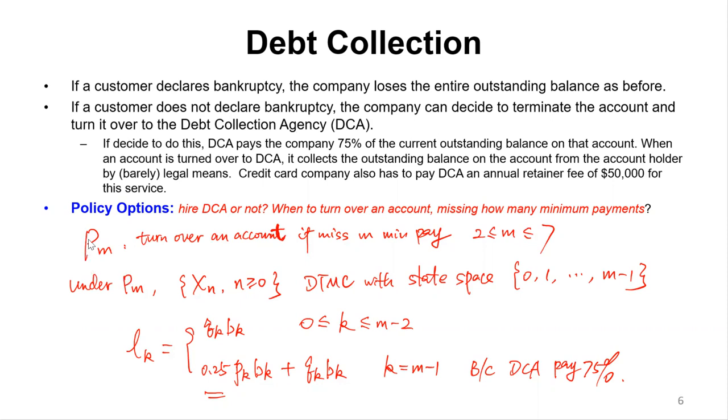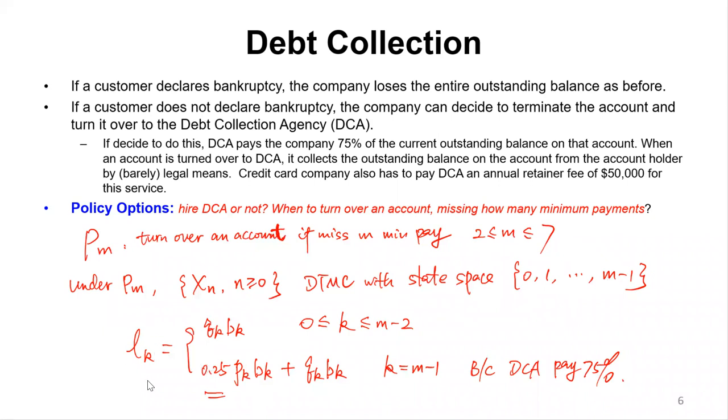Now, let's suppose policy M is to turn over an account if the customer misses M minimum payments. This M can be greater than or equal to 2 and less than or equal to 7. So under policy M, we have a DTMC {X_n} with states 0, 1, 2, and so on, because if M is 7, the last state is 6. If M is 6, it is 5. If M equals 5, this is 4.